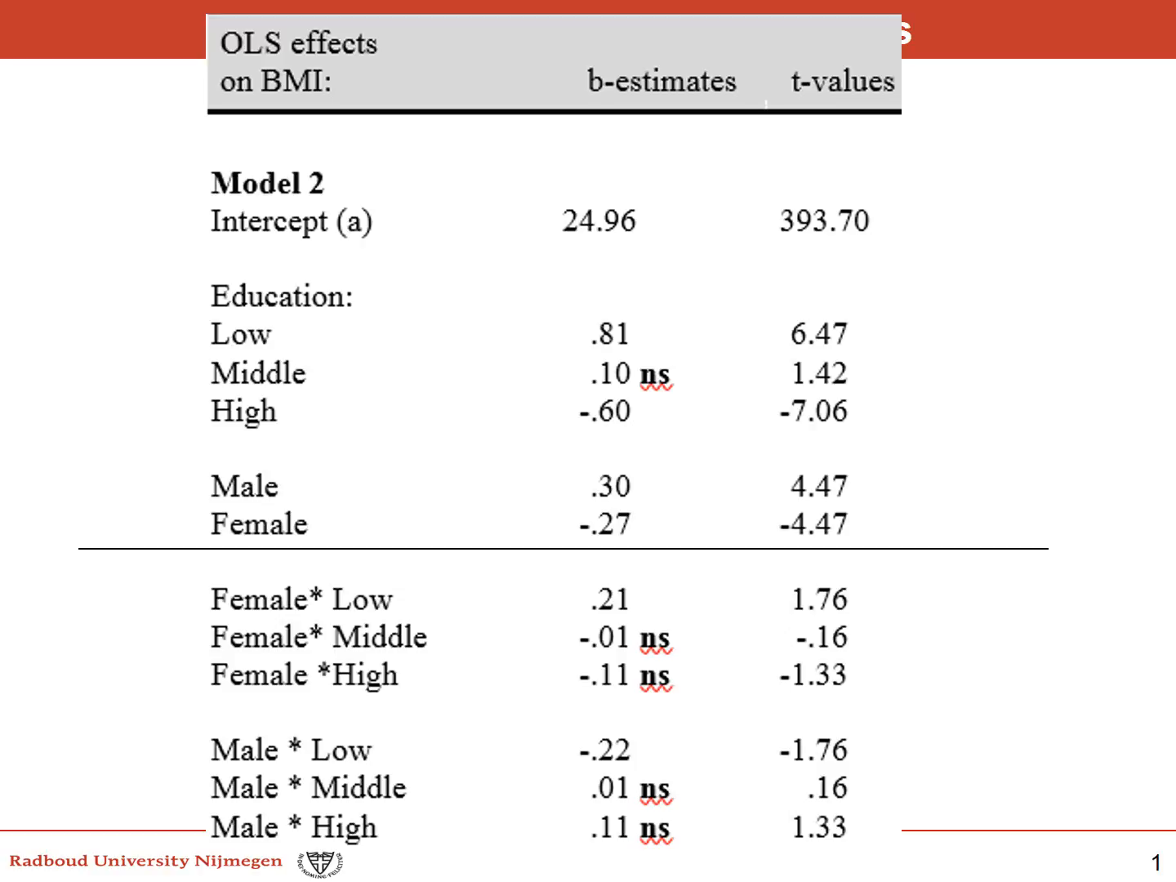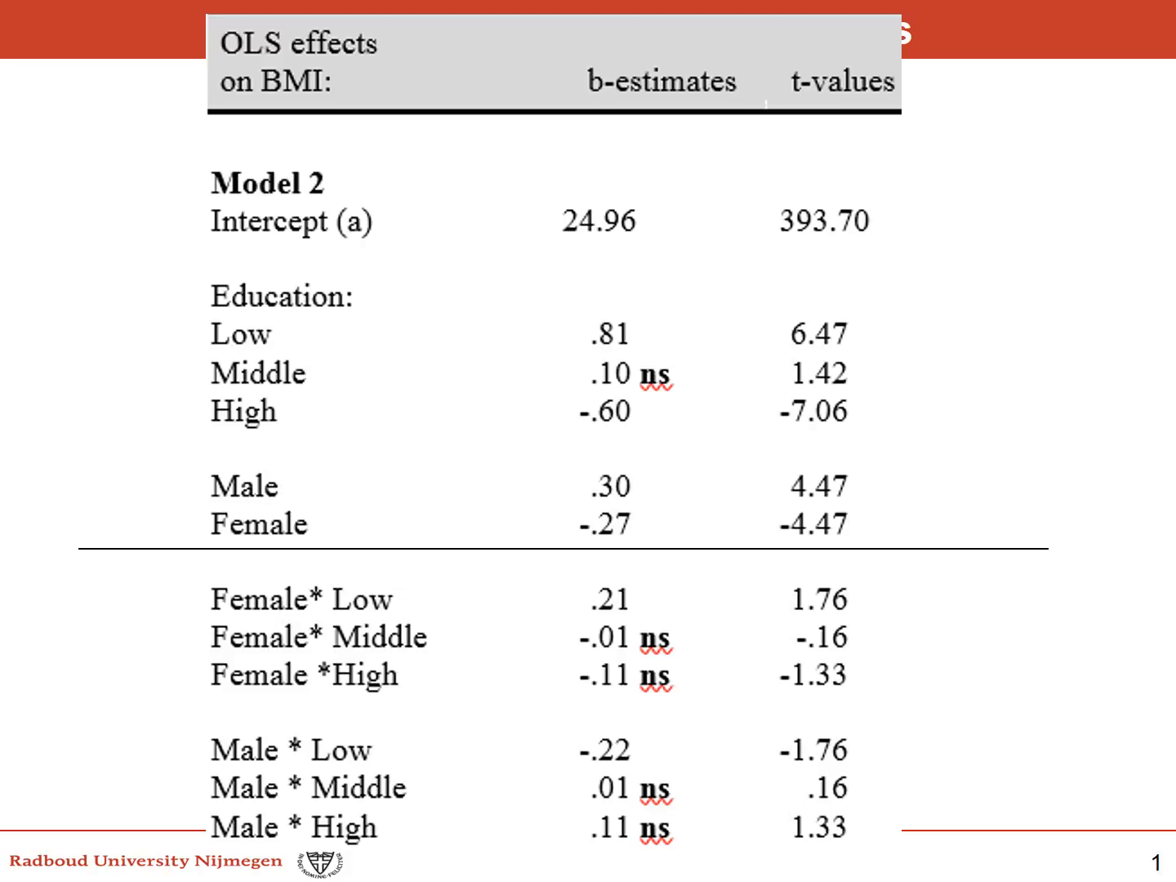For the males, for the low educated males, it's exactly the other way around. If you are a male who is low educated, then your body mass index is a minus 0.22 on top of 0.81. So that's a lower BMI of almost 0.61 on top of the sample mean. So that's a lower value.